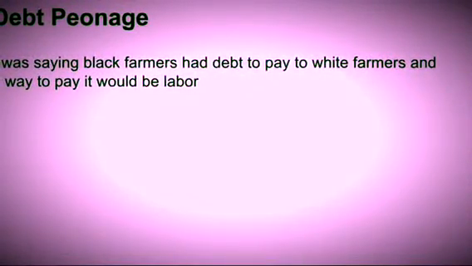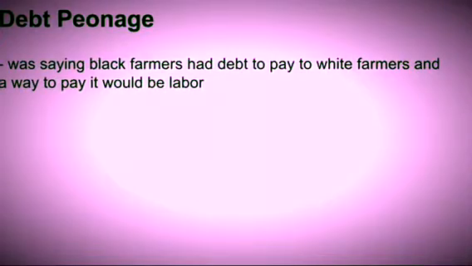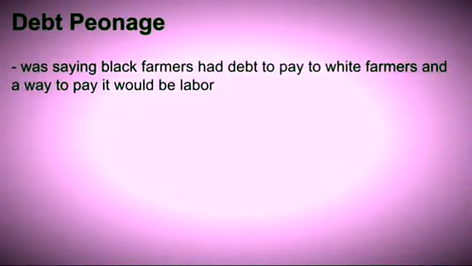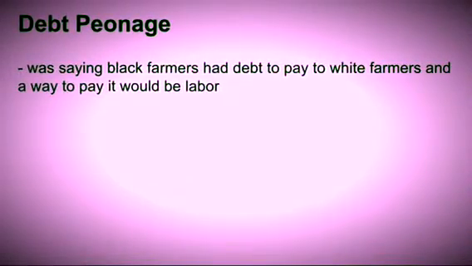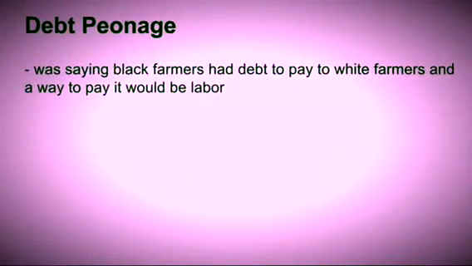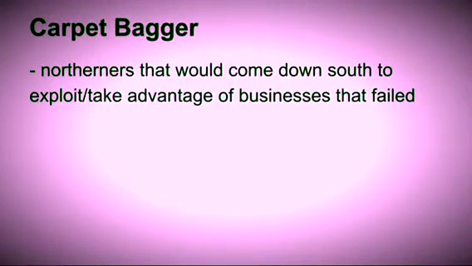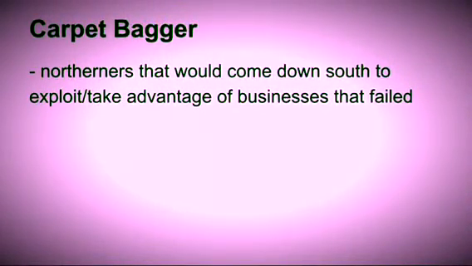Debt peonage. This was when Black farmers had debt to pay to white farmers, so the white farmers would have them pay it back with labor. This was another way of getting away with slavery. That would come down south to exploit or take advantage of businesses that failed.